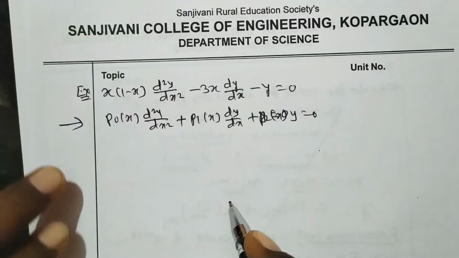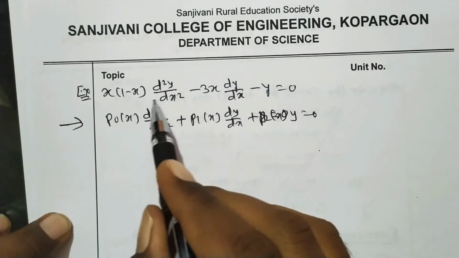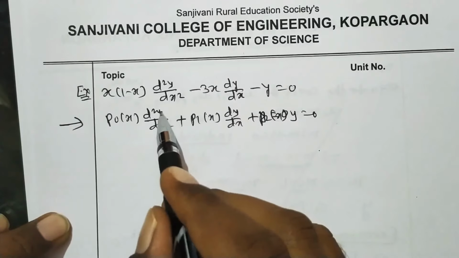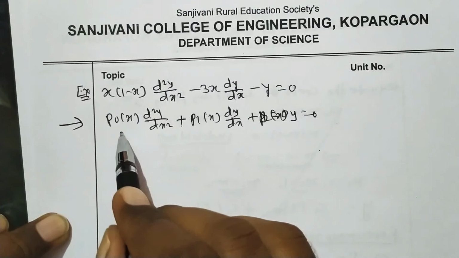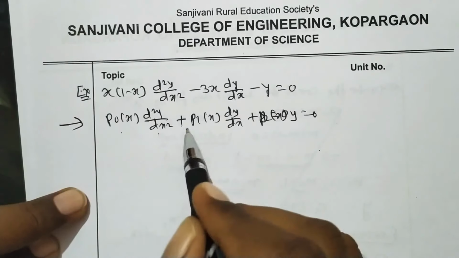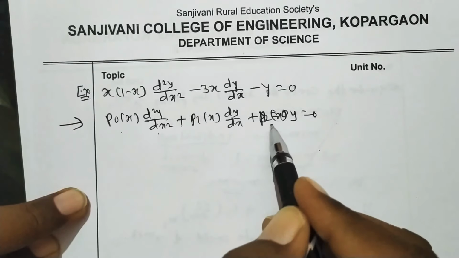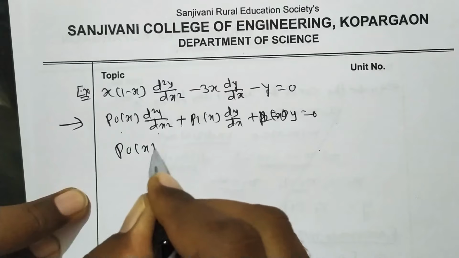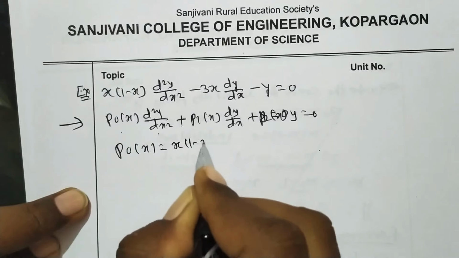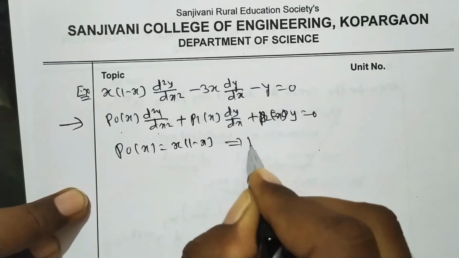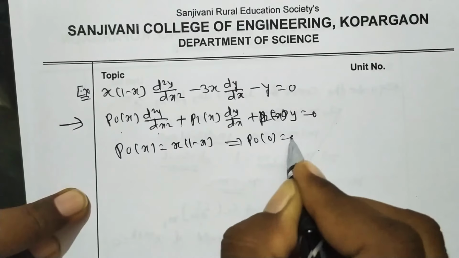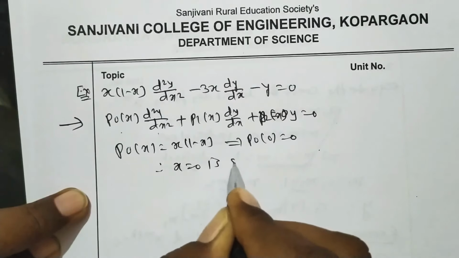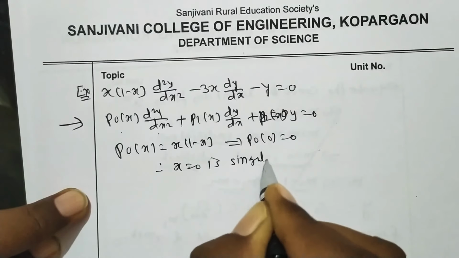Next problem of series solution is: solve x(1 - x) d²y/dx² - 3x dy/dx - y = 0. So if we compare this differential equation with p0(x) d²y/dx² + p1(x) dy/dx + p2(x) y = 0, then we will get here p0(x) is equal to x(1 - x), and this implies p0(0) = 0, and therefore x = 0 is a singular point.